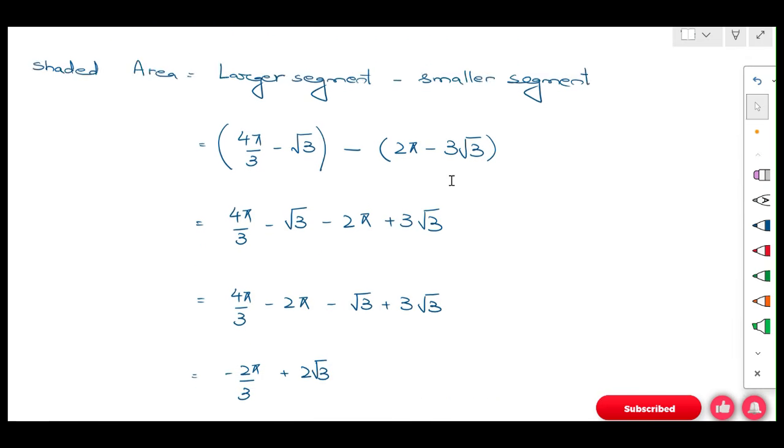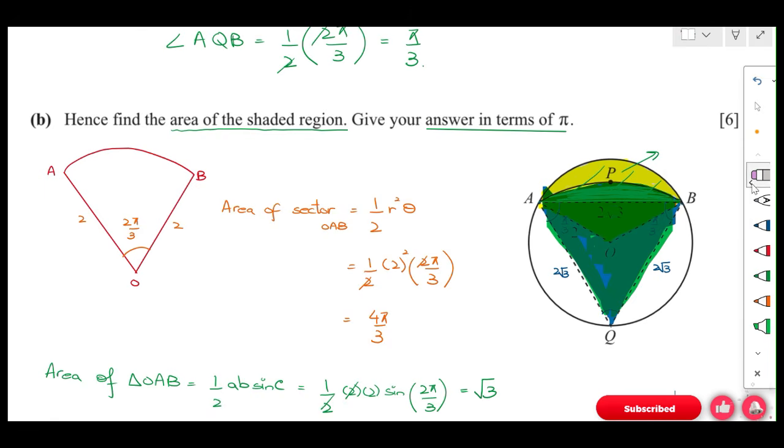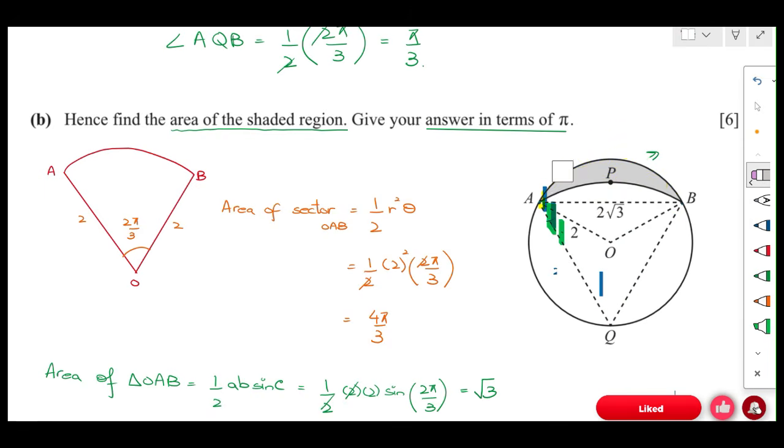I hope this makes sense. Let me explain everything one more time. So if I erase everything here, now you guys can see what the diagram looks like.